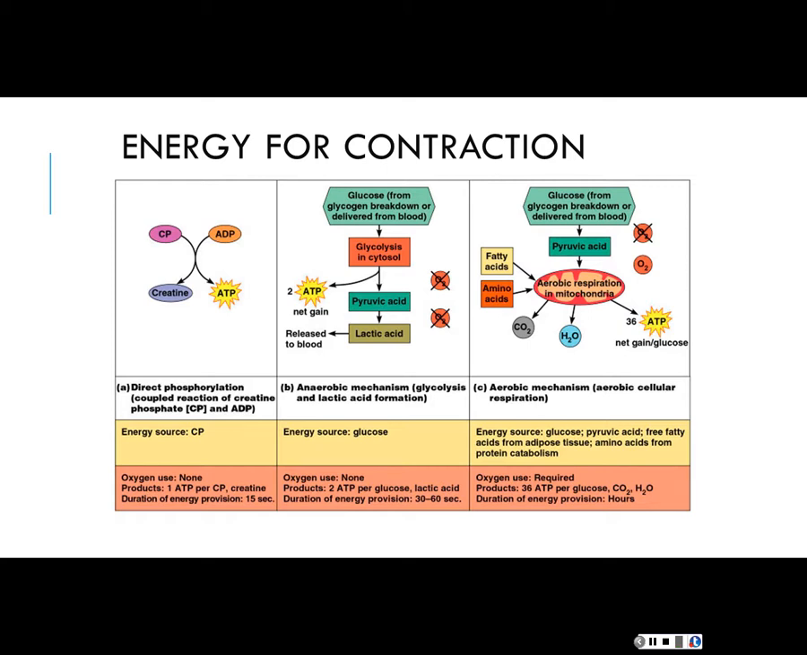Substrate level phosphorylation. Very good. So skeletal muscles can use glycolysis to produce ATP very quickly. A couple of molecules produced.